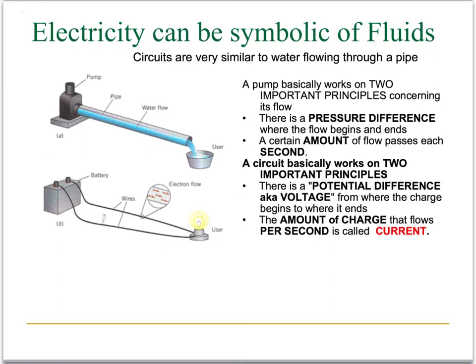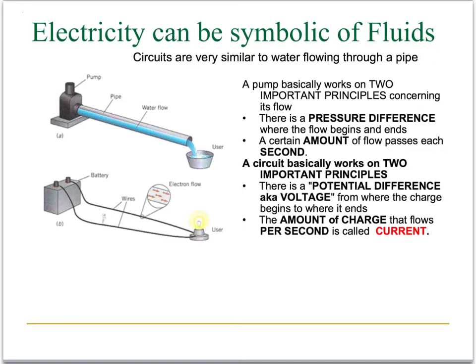Electricity can be symbolic of fluids. Circuits are very similar to water flowing through a pipe. A pump basically works with two important principles concerning its flow. There is a pressure difference where the flow begins and ends, and a certain amount of flow passes each second. A circuit basically works on two important principles. There is a potential difference, or voltage, from where the charge begins to where it ends. The amount of charge that flows per second is called current.